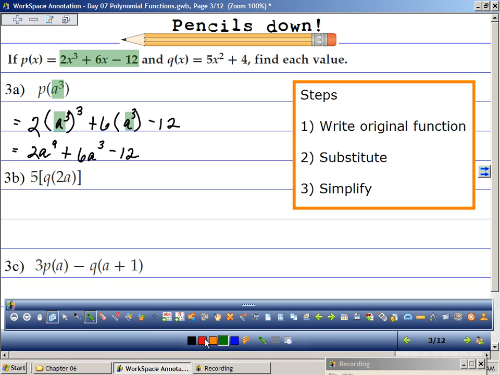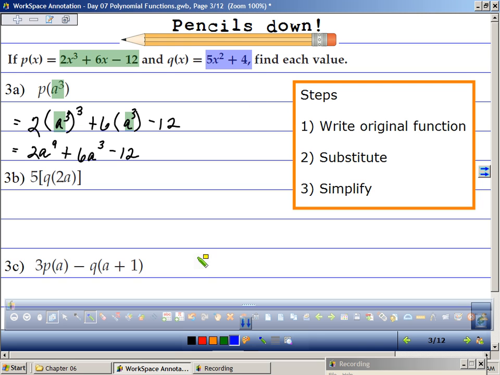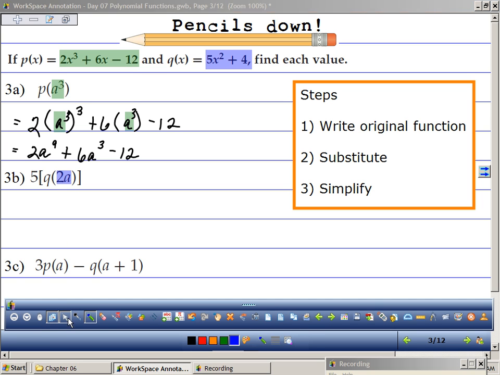So let me change my color here. Let's go to blue. So I'm talking about this function here, but every time I see an x, I'm going to substitute it for 2a. And then when I'm all done with that, I'm going to multiply the whole thing by 5. Does that make sense? So you work from the inside out, just like with doing anything with PEMDAS, right? You work from the inside out when you've got parentheses.